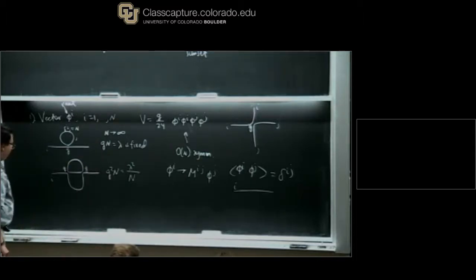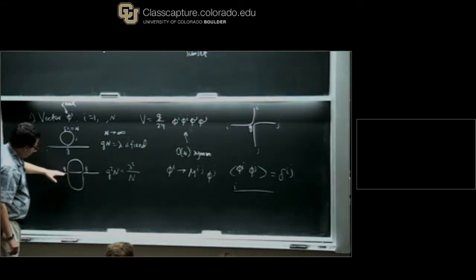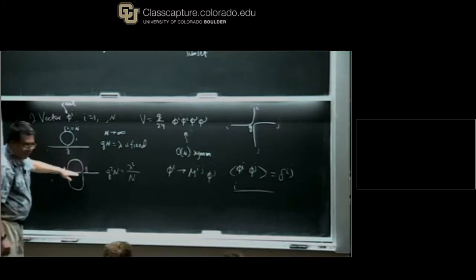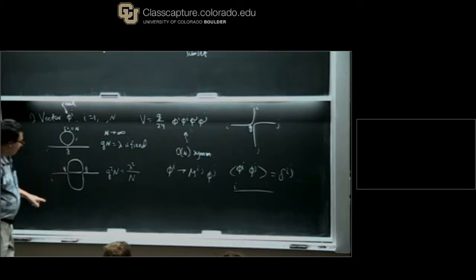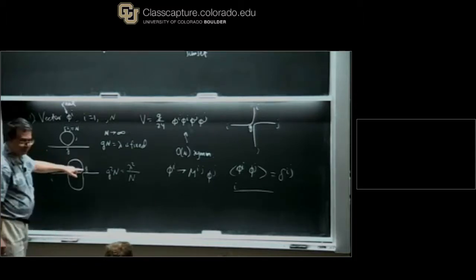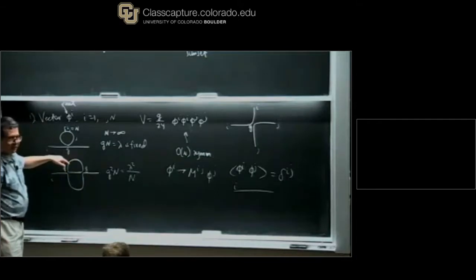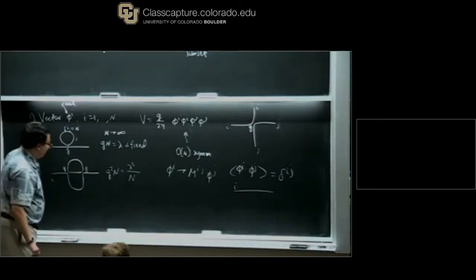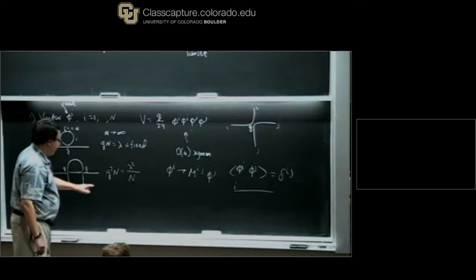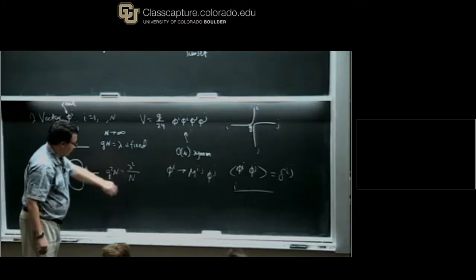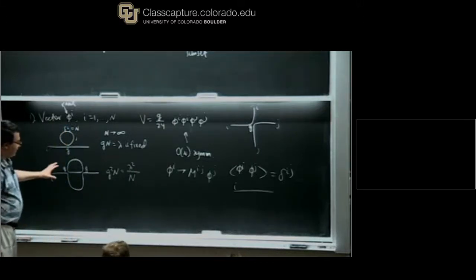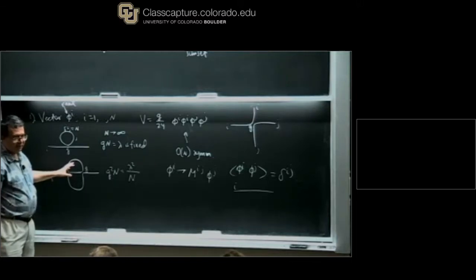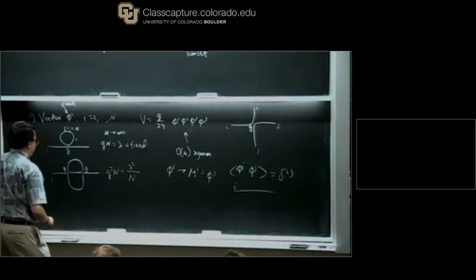But now what about the melon or the sunset? Then when you draw the structure, you see that you still only make one index loop, not two index loops. So now there are two factors of G, but still only one index loop, just like for the snail. So this gives G squared N, which in this large N limit is suppressed. So melons therefore only contribute at order 1 over N. So melons are suppressed.